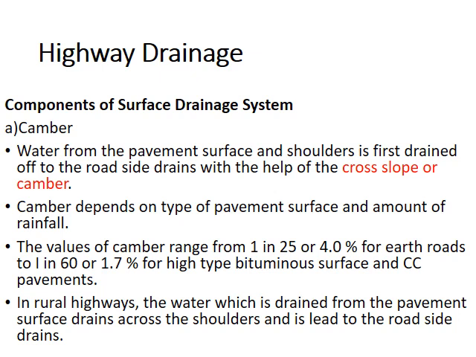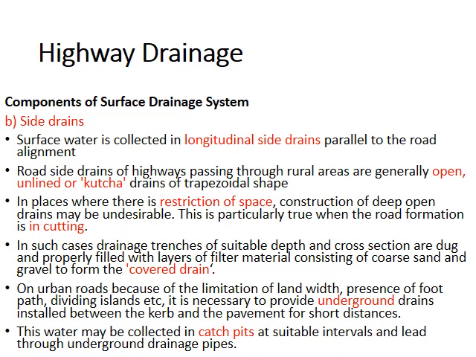Water is drained from the pavement surface because of the presence of the cross slope or the camber, and it moves across towards the shoulder and then goes down into the roadside drains. In the side drains, the surface water coming from the pavement surface is collected. In rural areas, we will have open drains, which are also called unlined or kacha drains.